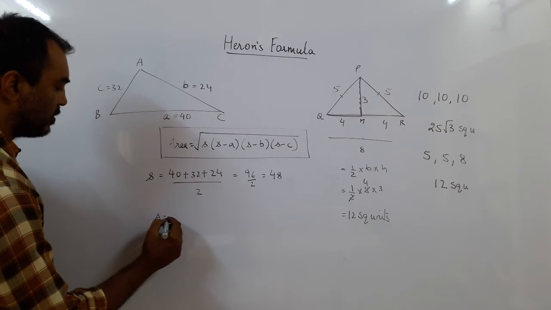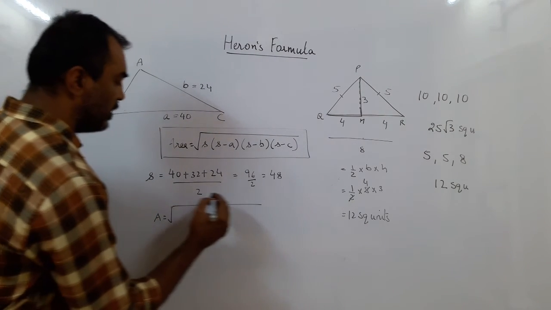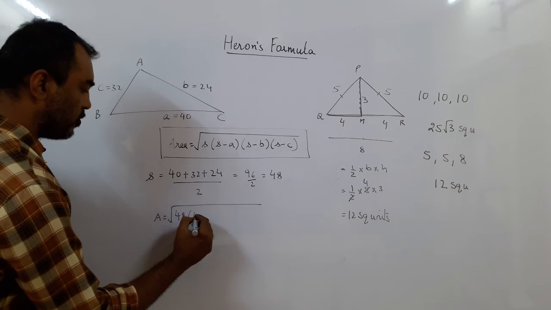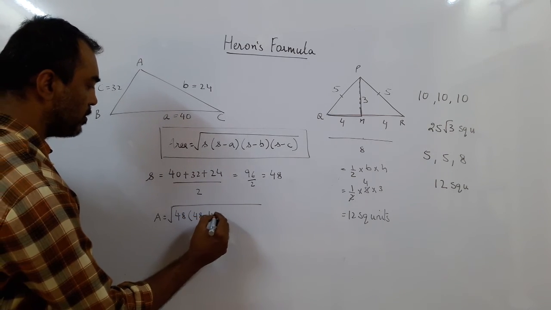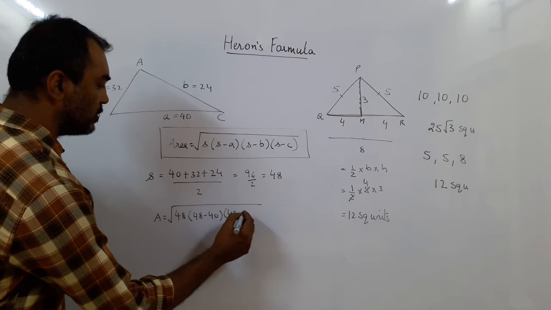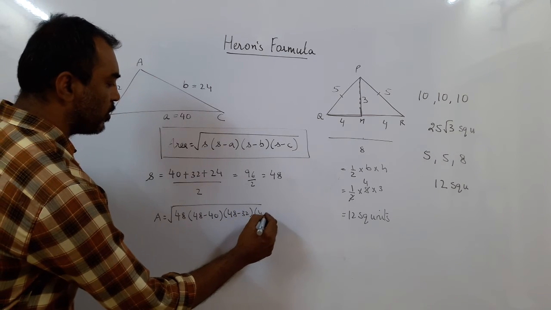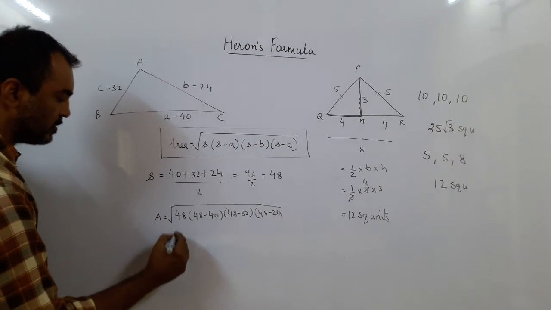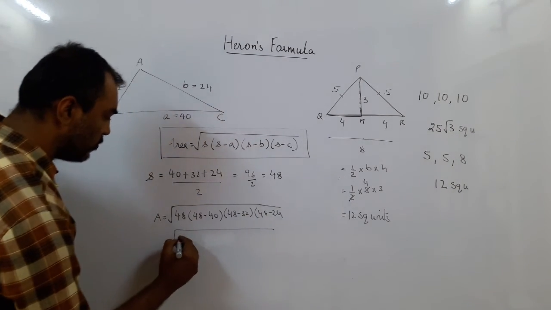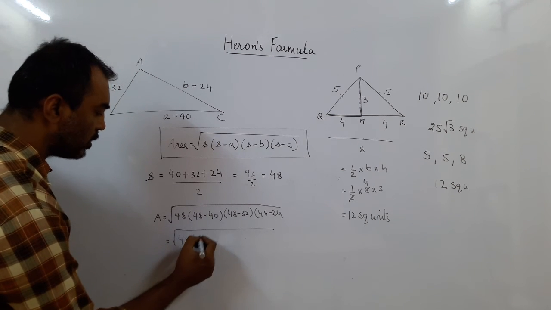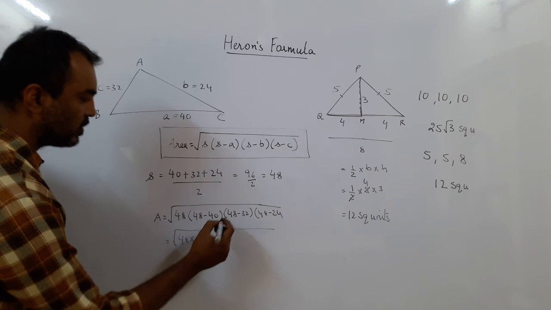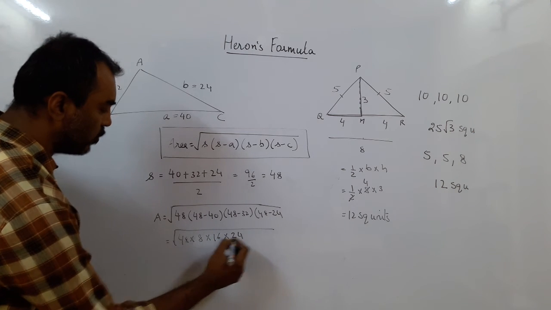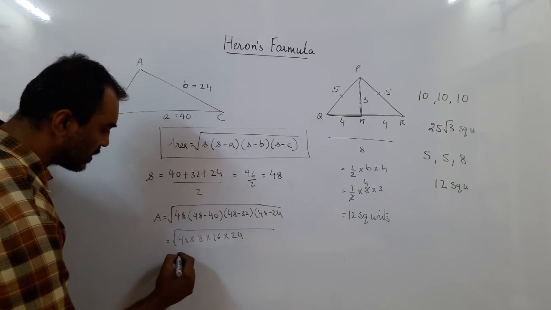So the area is under root S, so 48 minus 40, 48 minus 32 and 48 minus 24. Right, the formula. That is under root 48. 48 minus 40 is 8. 48 minus 32 is 16. 48 minus 24 is 24. Now comes the calculation part only.